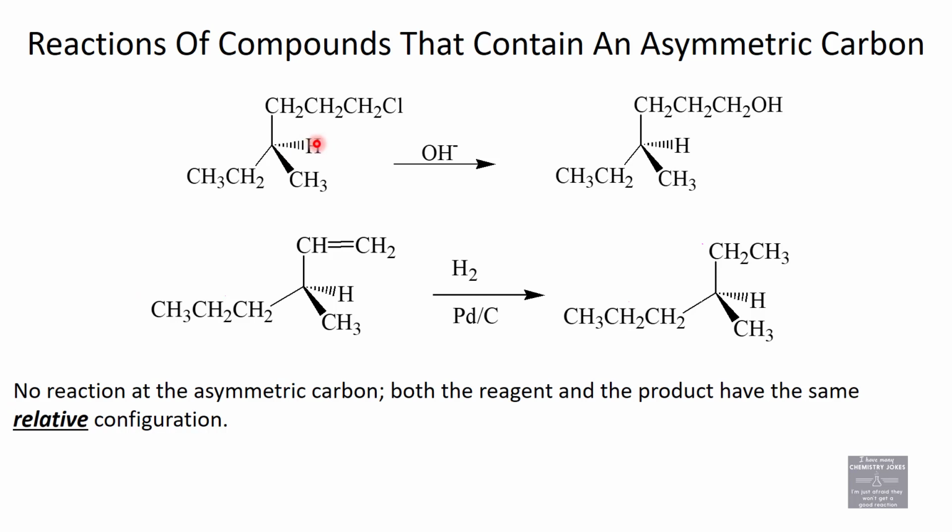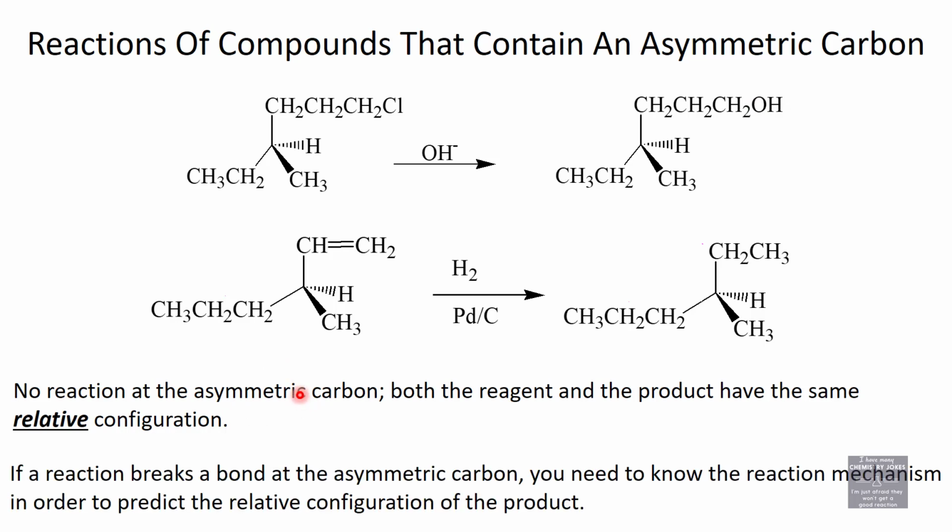Relative. What that means is H was pointed back, H stays back. Methyl's pointed forward, methyl stays forward. Ethyl in the plane over there, ethyl in the plane over there. This branch that got substituted up in the plane, this branch that got substituted up in the plane. The same relative configuration. They don't switch neighbors when you don't do the reaction at the asymmetric carbon.